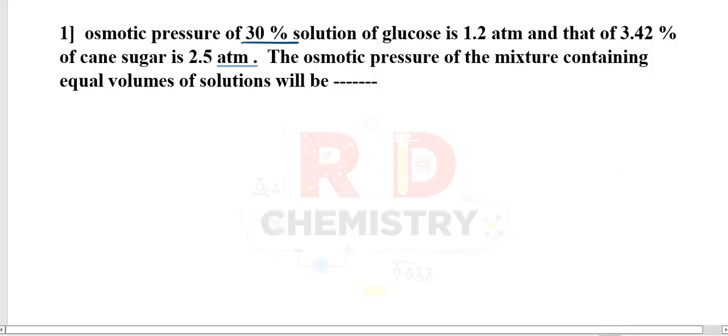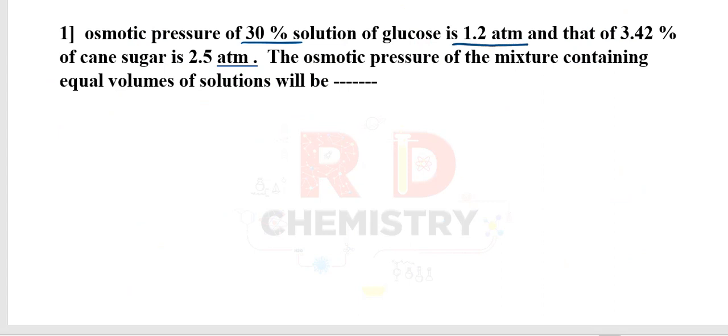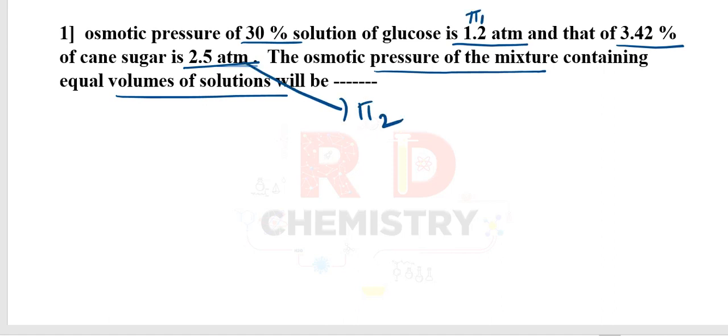Yeah, read this question. Osmotic pressure of 30% solution of glucose is 1.2 atmosphere. That of 3.42 percent of cane sugar is 2.5 atmosphere. Calculate the osmotic pressure of the mixture containing equal volumes of the solutions. There are two solutions. This is the pi 1 and this is the pi 2. Two osmotic pressures are given, but we'll have to calculate the osmotic pressure of the final solution, or the mixture.